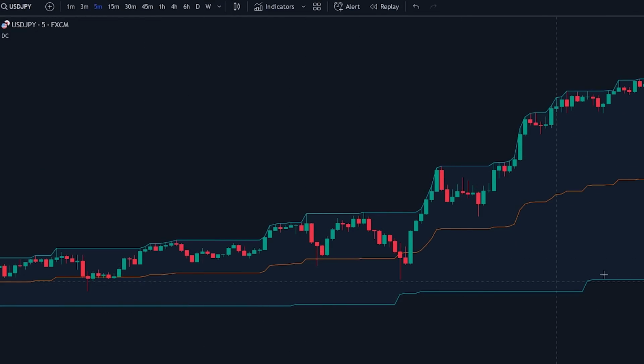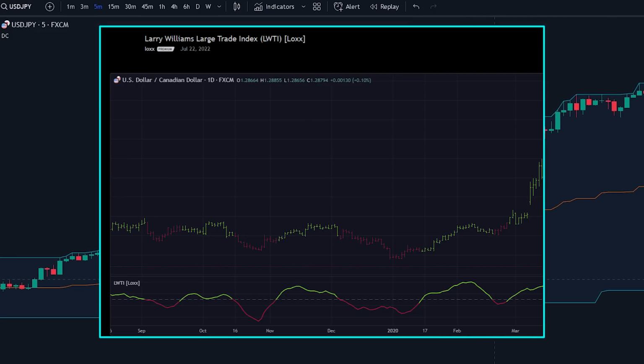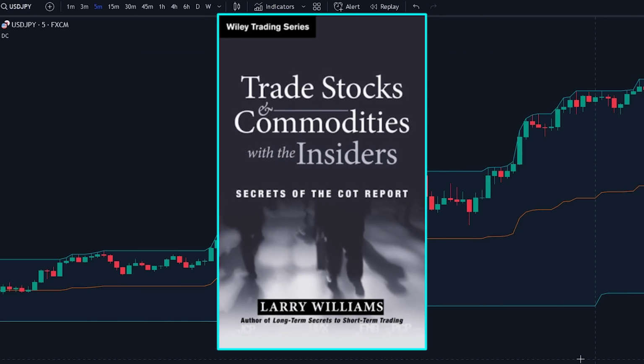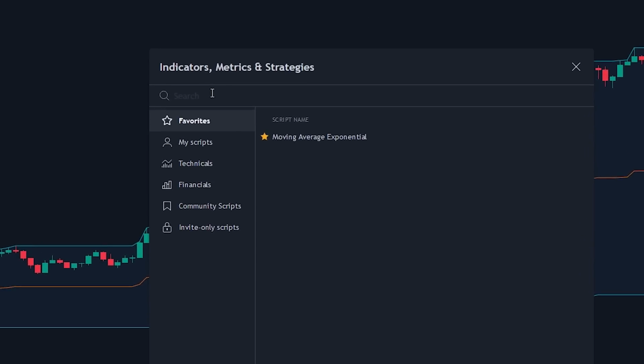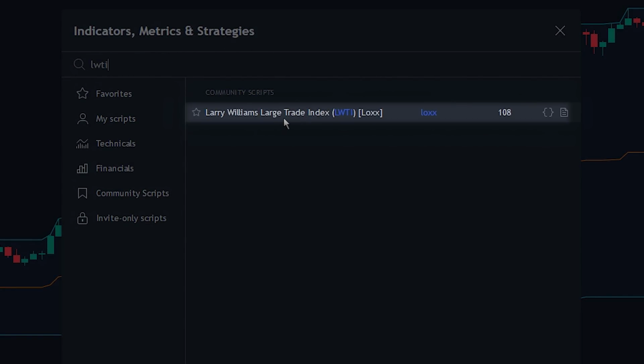The first indicator we will be adding to the chart is the Larry Williams Large Trade Index, also known as the LWTI, which was explained by Larry Williams in his book, Trade Stocks and Commodities with the Insiders, Secrets of the COT Report. Navigate to the Indicator Search tab and search for the Larry Williams Large Trade Index. Select the indicator made by Locks and add it to the chart.